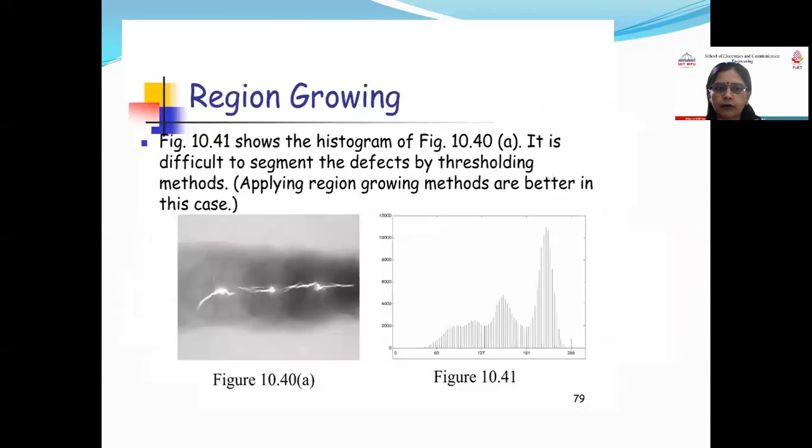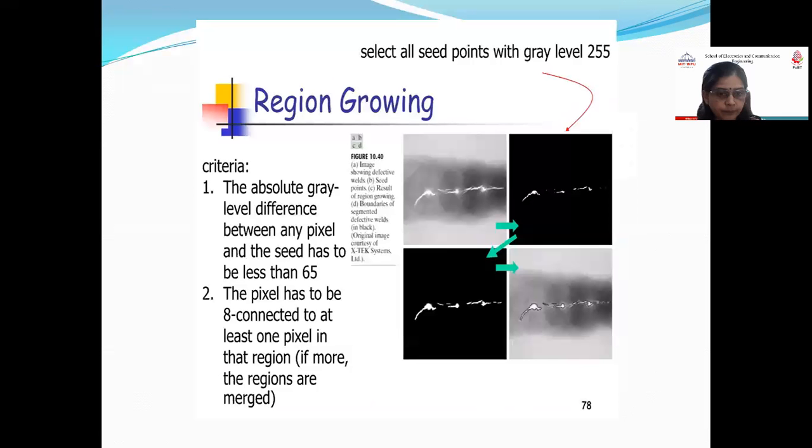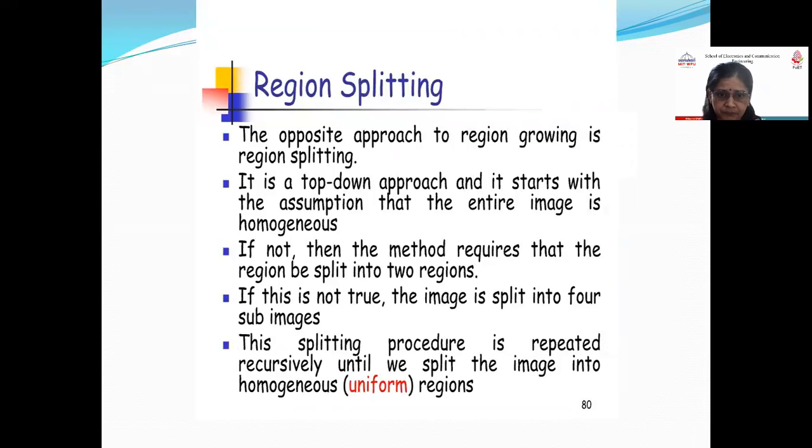One drawback of the region growing technique is that it needs a greater amount of time if your region is very large, and we also need to decide what the similarity criteria is, and seed points should be selected properly. So instead of region growing, we can go with region splitting. In the region splitting technique, we assume the entire image as homogeneous, and we start with the entire image.